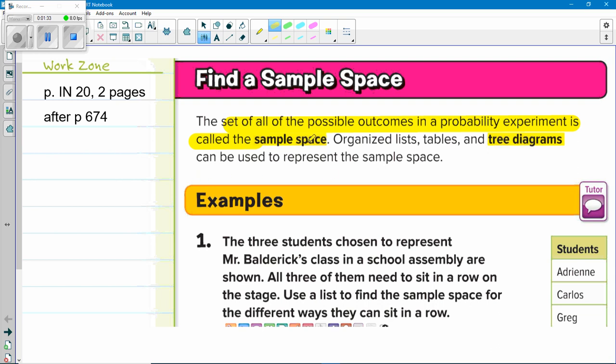Now you can find the sample space. You're just going to make a list of everything that can happen. Now don't worry, we're not going to do that with a deck of cards. That would be almost ridiculous. It would be very big for you now. One day, but not today.